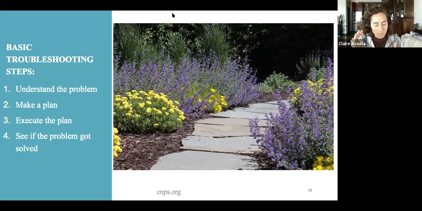Once you have those in mind, whenever a problem happens, here are basic troubleshooting steps that go for anything in life. This is so general, but the idea is being systematic when you're troubleshooting. First, understand the problem, then make a plan, execute the plan, and then see if the problem gets solved in the time frame that you planned for.